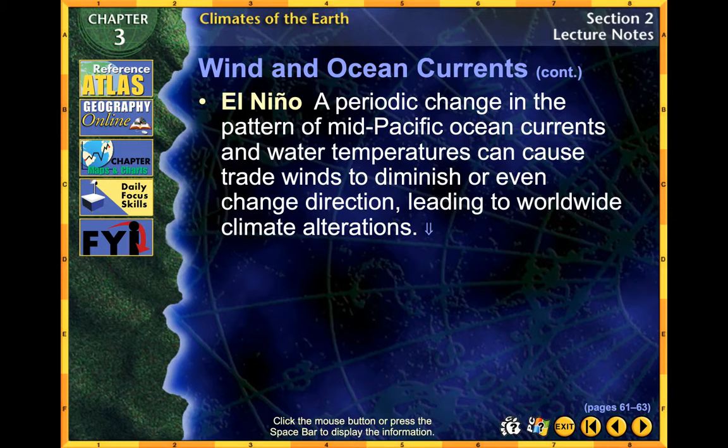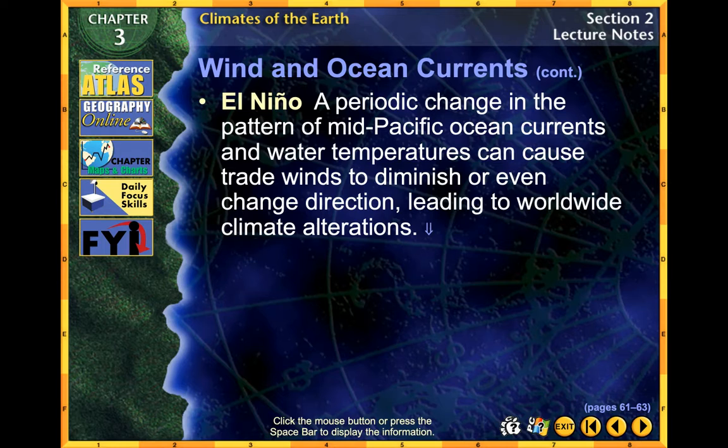We've got El Nino. So there are reoccurring phenomena or events that affect climate. One of these, probably the most famous, is the El Nino phenomenon. El Nino is a periodic change in the pattern of ocean currents and water temperatures in the mid-Pacific region. Now, it does not occur every year, but its frequency appears to have increased in the latter half of the 1900s. This is somewhat attributed to climate change, though, again, not totally 100% sure on that.